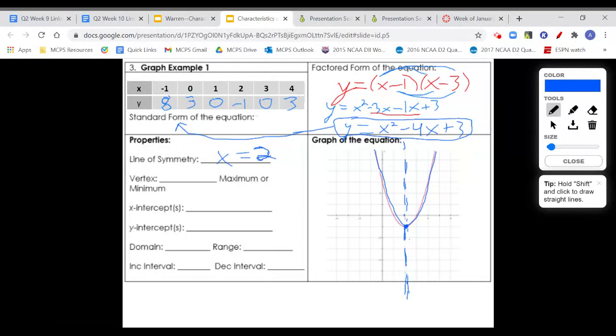Okay. The next thing that I'm asked for, and I'm going to clear this graph up a little bit for us, is the vertex. So again, I mentioned the vertex is either that minimum or that maximum. So it's basically that point in the very center of my function. So in this case, my vertex is down here at (2, -1). So I'm going to put that coordinate in there.